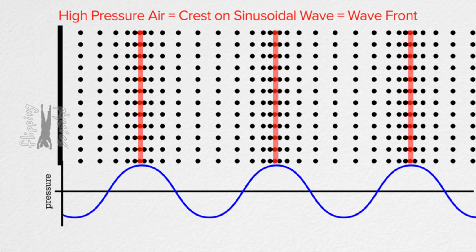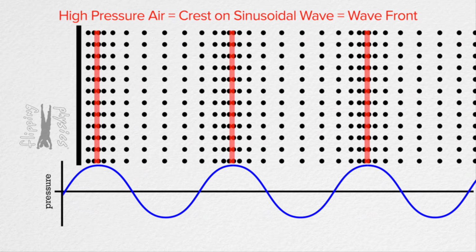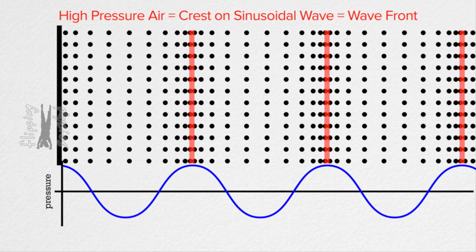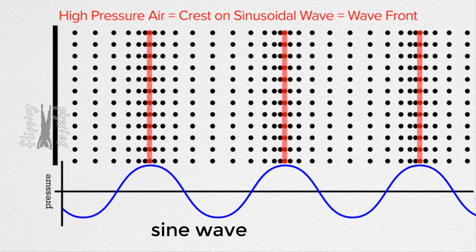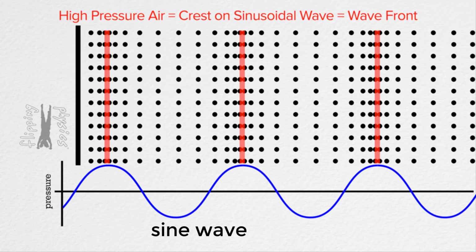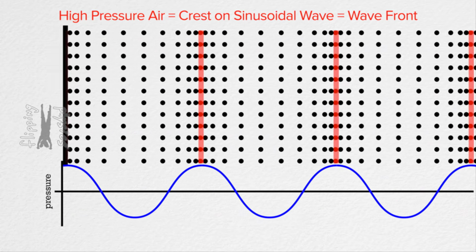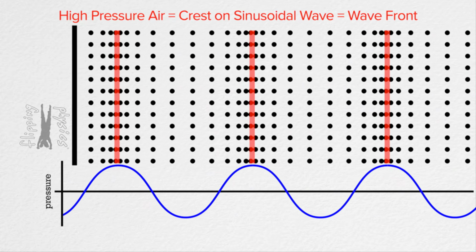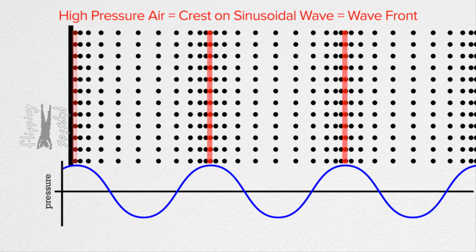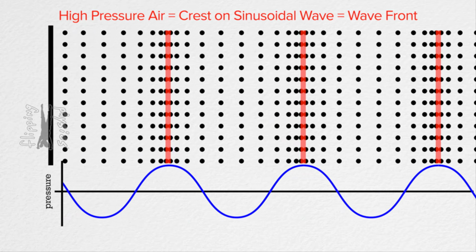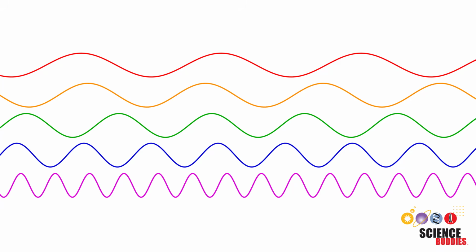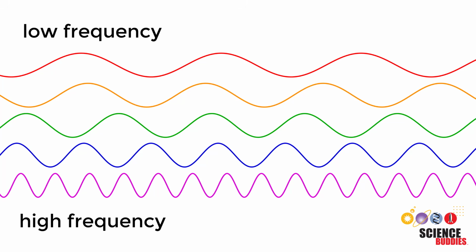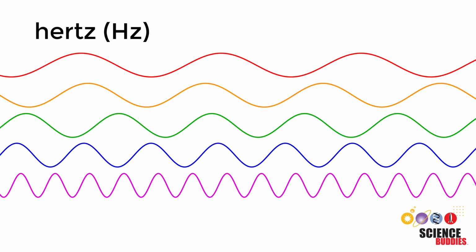Rather than drawing all of the individual air molecules, many times we represent a sound wave by a sine wave, as pictured here. The y-axis of this graph represents air pressure, which is higher where the molecules are packed more closely together. A larger amplitude wave with a bigger y-axis value represents a larger change in pressure, which means a louder sound. We define the wave's frequency or pitch as the number of wave crests that pass a point in 1 second. We measure frequency in a unit called hertz.